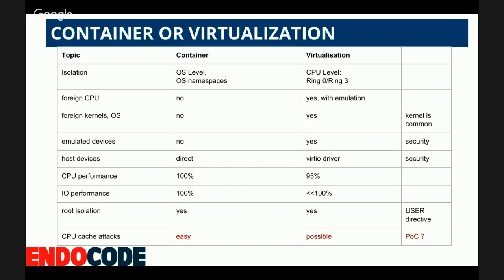But beyond, there is one thing which is easier: CPU cache attacks. Leaking secrets from one process to another has been shown even in virtualization, and it will be easier, definitely easier, with containers, because there is no hypervisor isolation. But this has not been demonstrated until now, and I'm waiting for a proof of concept.